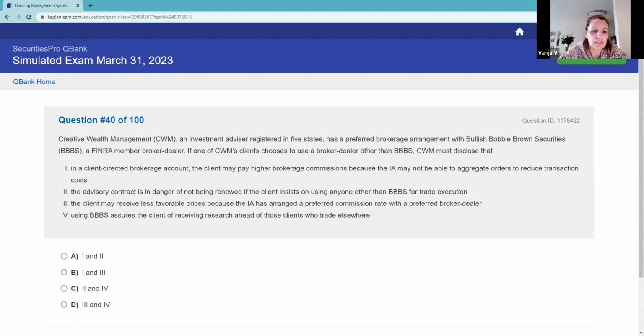Fair enough. The advisory contract is in danger of not being renewed. If you threaten me that you will not renew my contract because I'm going somewhere else, I'm going somewhere else. Yeah. The client may receive less favorable price because the AI has arranged a preferred commission rate with the preferred broker-dealer. Using BBBS assures the client of receiving research ahead of those clients who trade elsewhere.